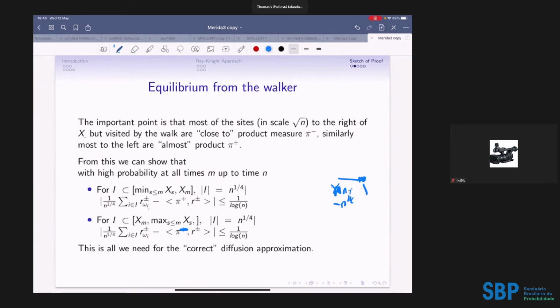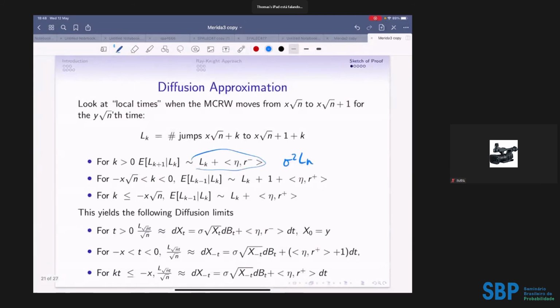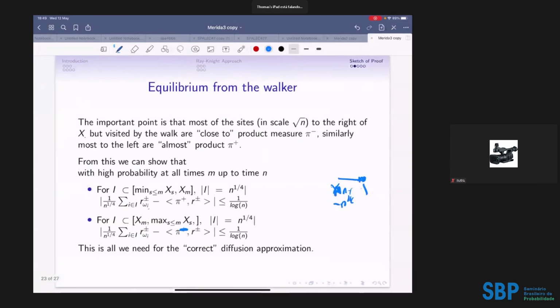So most of the sites will be in this pi plus regime, pi minus regime, and you will still have this result. So in fact, you have this at any time outside, unless something has really badly gone wrong, you will have this averaging property. So actually, what that means is when we look at these LKs like this, we can actually get a diffusion approximation, not just for these special times when you've made a certain number of moves at a particular site to the right for the first time.